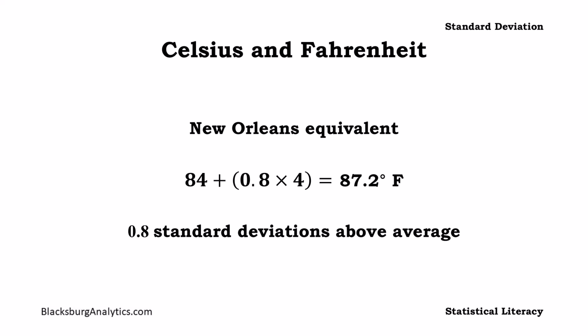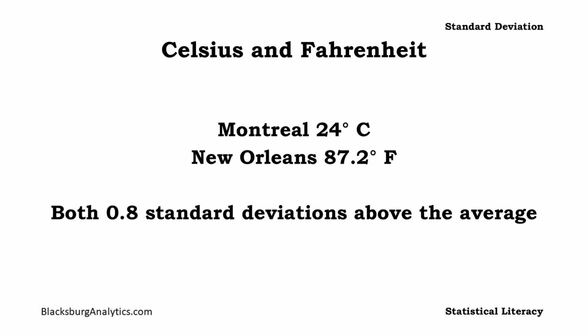By reversing the standardization, we can find the equivalent temperature in New Orleans. The z-score of 0.8 times the standard deviation of 4, plus the average temperature, 84 degrees Fahrenheit, is equal to 87.2 degrees. Both 24 degrees Celsius and 87.2 degrees Fahrenheit are 0.8 standard deviations above their respective averages.